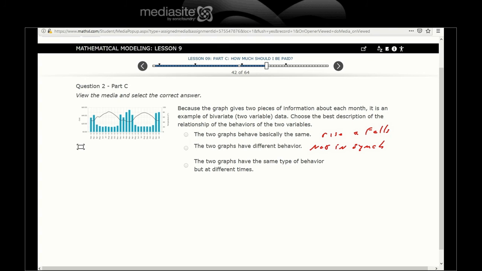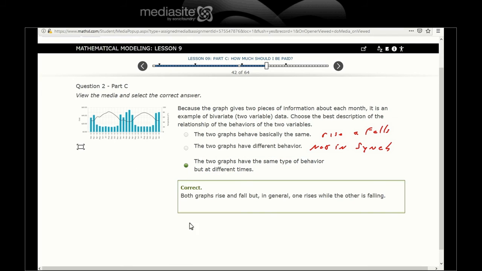That's why, basically, when one is rising, the other one's falling. The two graphs have the same type of behavior, but at different times. Combination of the first two choices. So they're rising and falling, but not in sync with each other. They're out of sync. One rises when the other is falling. 180 out of sync.